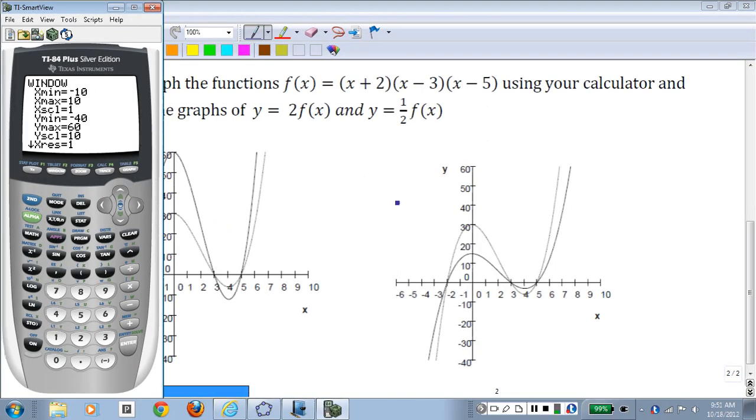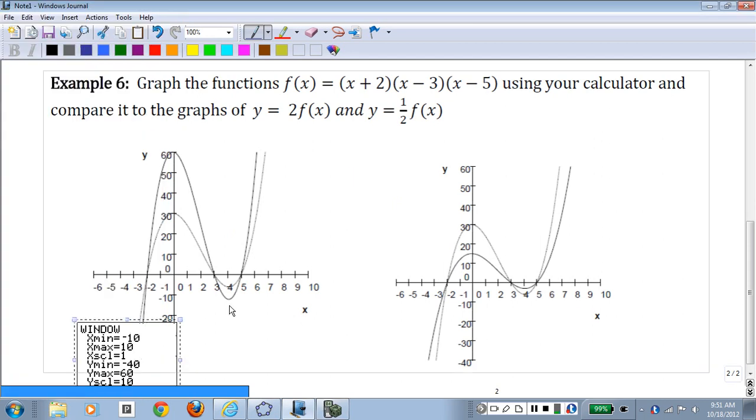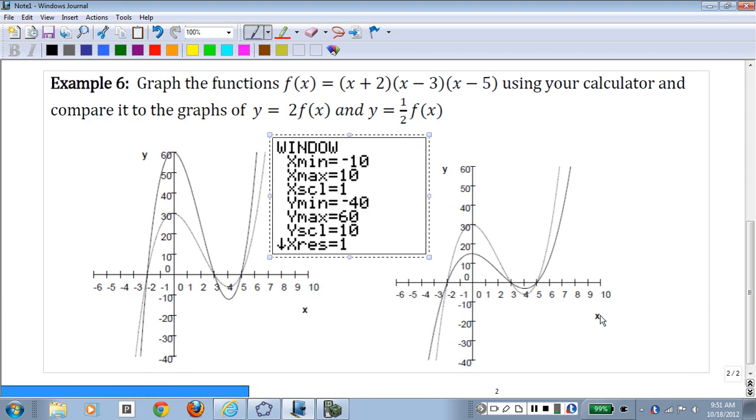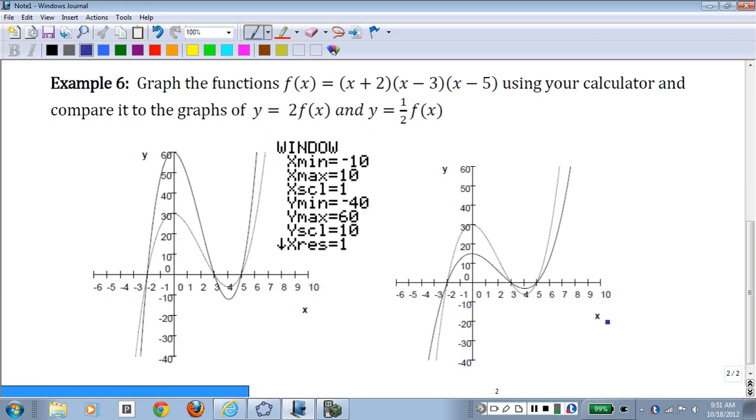They're fine. But for the y-min and y-max, it's better to make them y-min equals -40 and y-max equals +60. And I like to change the y-scale along with the y-min and y-max if we make them bigger, so the y-axis isn't cluttered with tick marks. So +10 for the y-scale would be good. If you change the window settings to that, you ought to see the graph of this one.